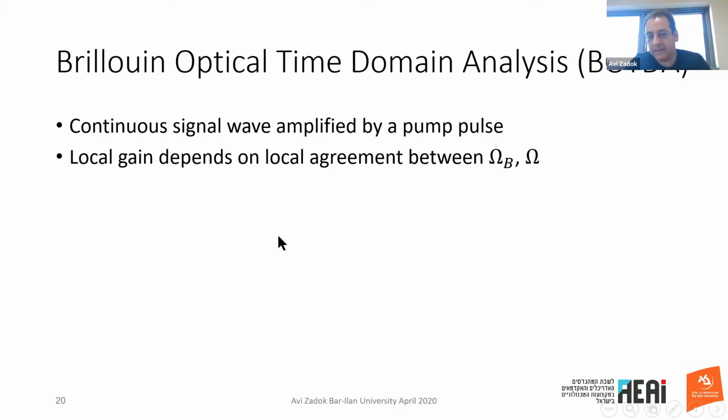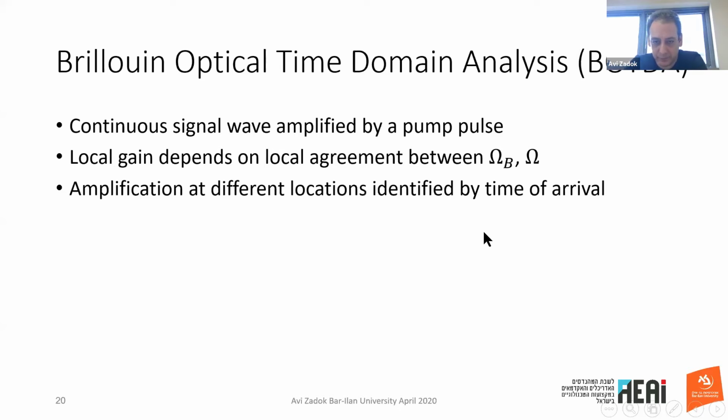And they interact in each and every fiber position over which this pump pulse is propagating. Now, in every point, this interaction depends on the agreement between the Brillouin shift and the difference omega that we chose for this pump and signal. If there is agreement, there will be gain. If there is lack of agreement, there will be lesser gain or no gain at all. And this is something we can observe and resolve.